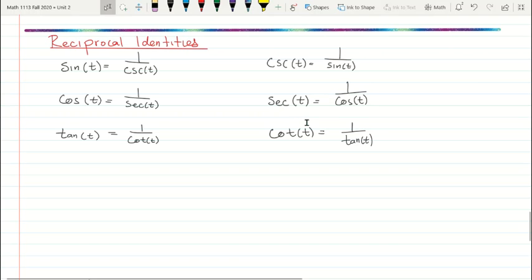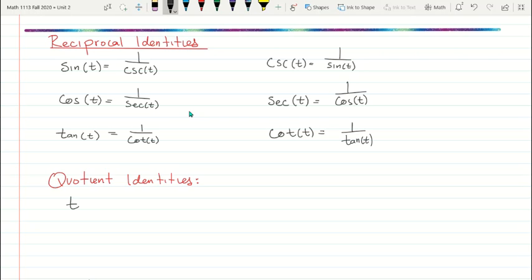Secant is 1 over cosine. And cotangent is 1 over tangent. Then on top of these reciprocal identities, we need to talk about a couple other things. So things like quotient identities. So what are they? They're just functions that are defined in terms of other functions as a quotient.